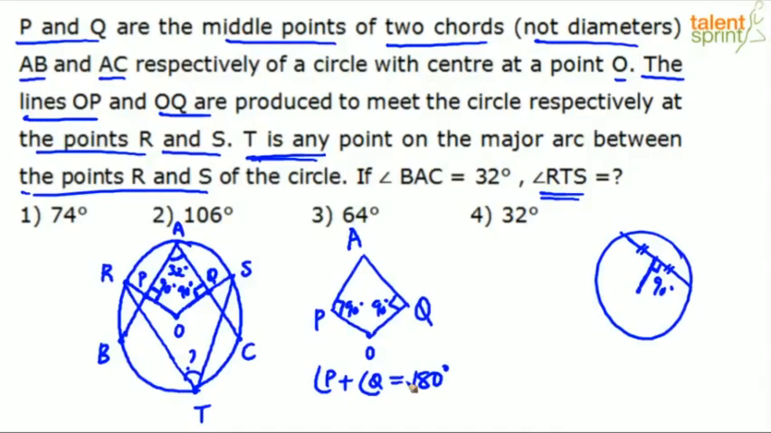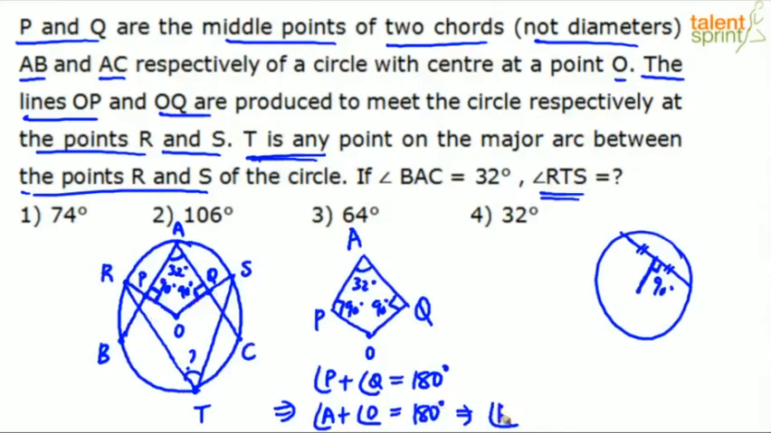If angle P plus angle Q is 180, we can conclude that angle A plus angle O should also be 180, because the sum of all the angles in a quadrilateral is 360 degrees. So if one opposite pair is 180, then the other pair also should be 180. Now angle A is known to us. Angle A is how much? 32 degrees. Substitute angle A as 32. So we can say angle O. Angle O means what? Angle POQ.